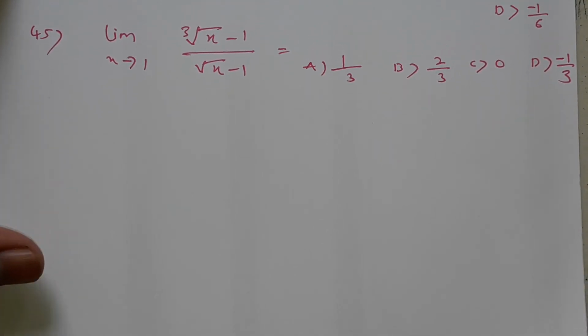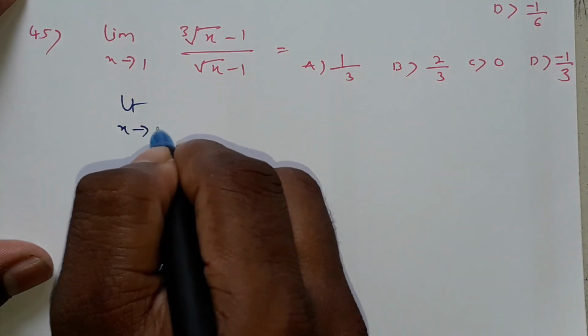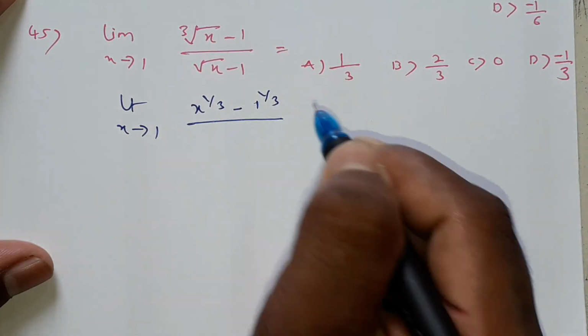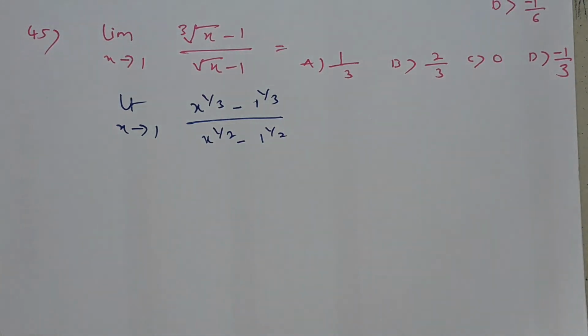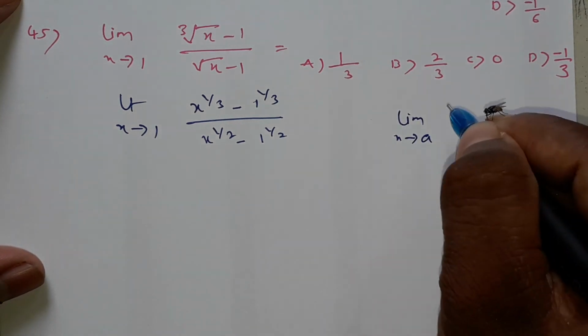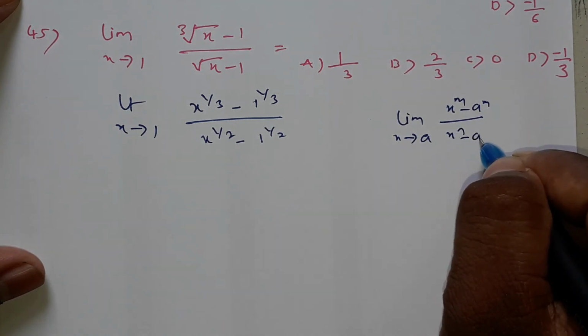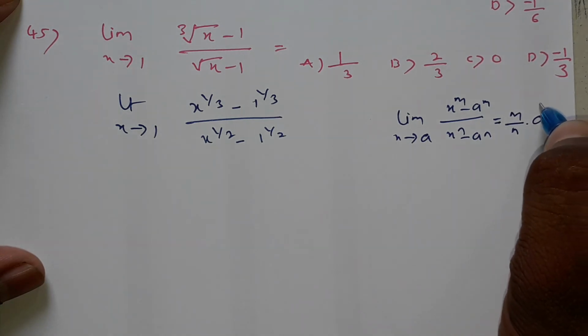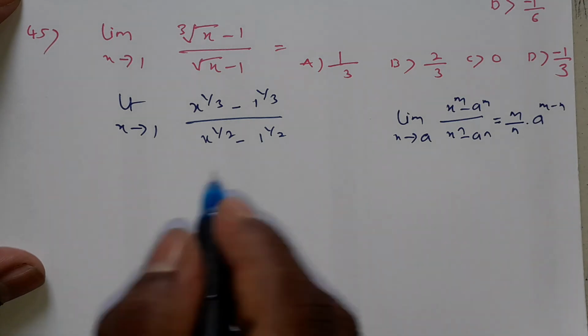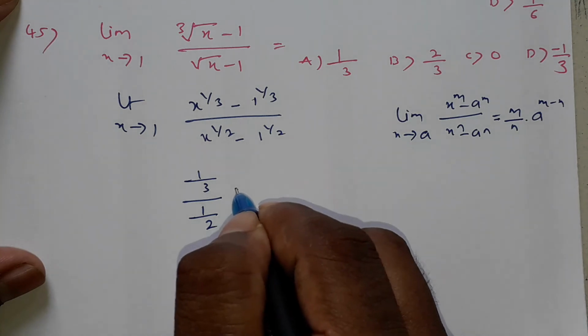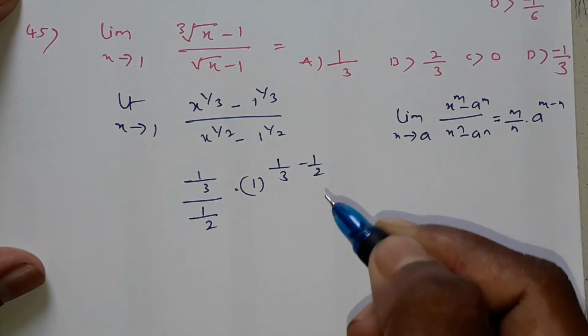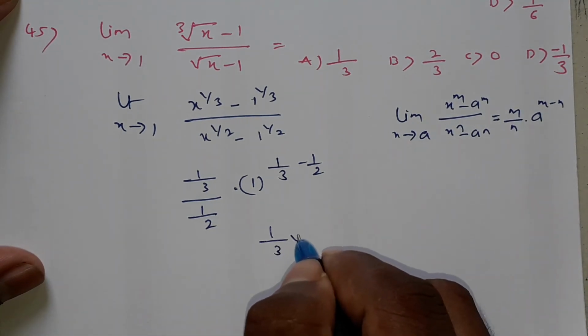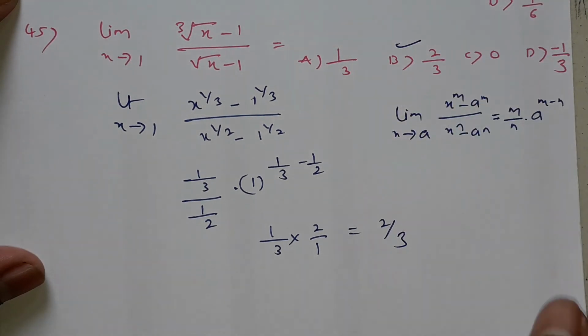Here, if we observe the question, there is a cubed root, so limit x extends to 1, x power 1 by 3 minus 1 power 1 by 3 by x power 1 by 2 minus 1 power 1 by 2. Because if you write 1 power 1 by 2, it comes out the same. Here there is another formula, which I already made you write on the first day. In standard limits, limit x extends to a, x power m minus a power m by x power n minus a power n is equal to m by n a power m minus n. Similarly, m value is equal to 1 by 3, n is 1 by 2, and a value is 1, so 1 power 1 by 3 minus 1 by 2. 1 power something is always 1. So take 1 by 3 into 2 by 1. Answer is 2 by 3. Option B is the right answer.